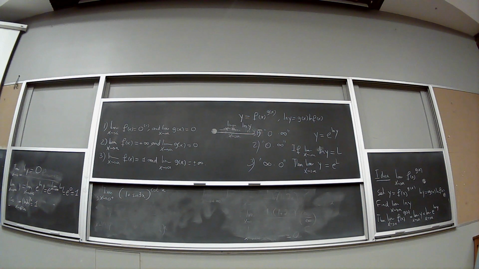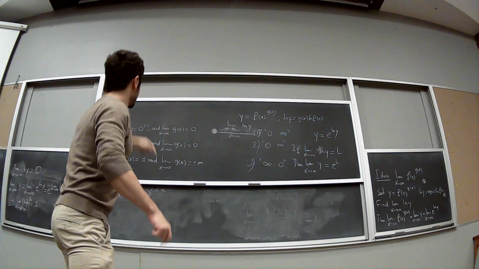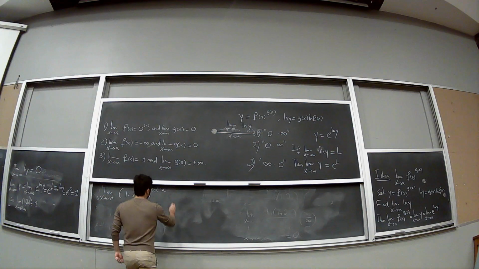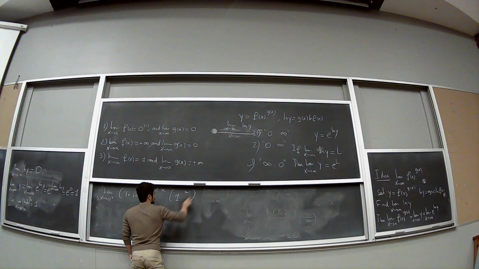We plug in. 1 plus sine 3x goes to, everybody? Sine 3x goes to 0. 1 plus sine 3x goes to 1. Cotan x as x goes to 0 goes to plus infinity. You see this or not? So cotan x is cosine over sine. Sine as x goes to 0 plus approaches 0 while remaining positive, and cosine goes to 1. So you have 1 over 0 plus. What is cotan x going to? It's infinity. You have 1 to the infinity.